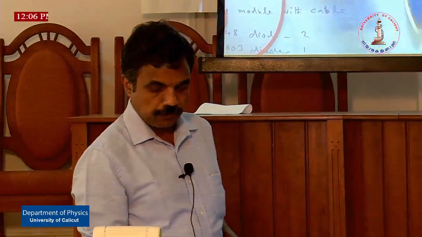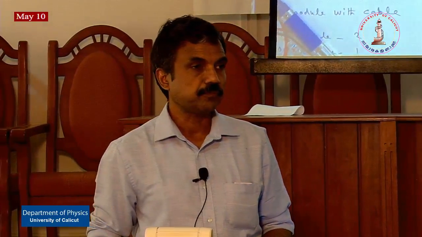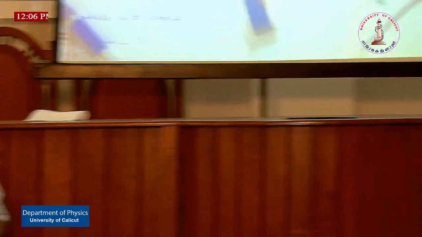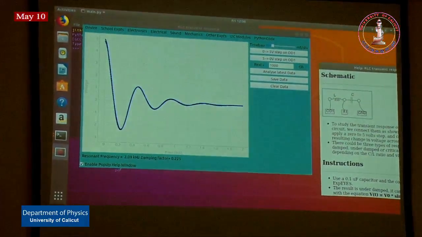So that means in an RLC circuit, there are 3 kinds of transient response. One is underdamped, the other is critically damped, and overdamped. So what is this one? Oscillating means underdamped, right? Underdamped means oscillations. Now you can fit it and find out the frequency. It says it is around 2 kilohertz and a damping factor of 125.